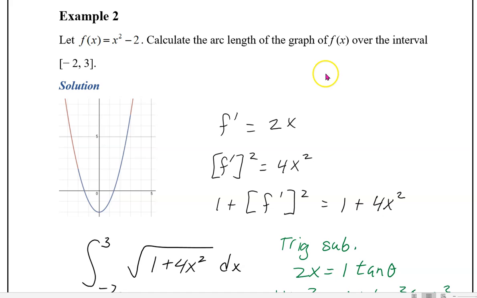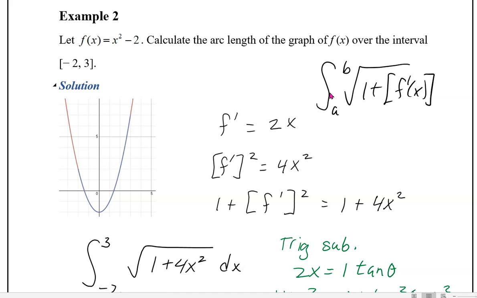Remember that our integral is going to be the integral from a to b of the square root of 1 plus the derivative value squared, with the differential of dx. What we need to find first is the derivative. The derivative of x squared minus 2 is 2x. When we square it, we get 4x squared, and then we add 1 to get the expression underneath the radical.